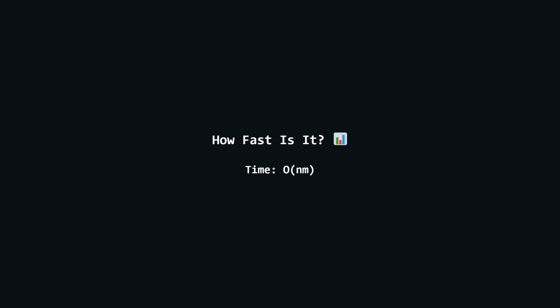Let's talk about time complexity. For the optimized approach, time is order n times m, where n is the length of our list, and m is the maximum element, since we loop through the limit for each number. Space is order m, to store our Boolean arrays.